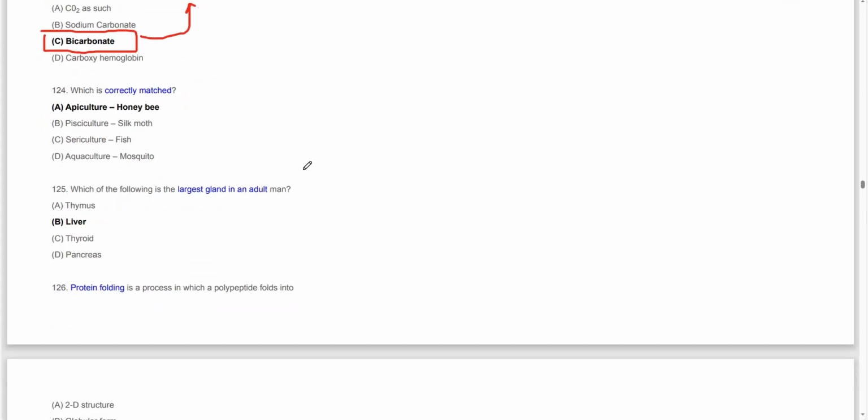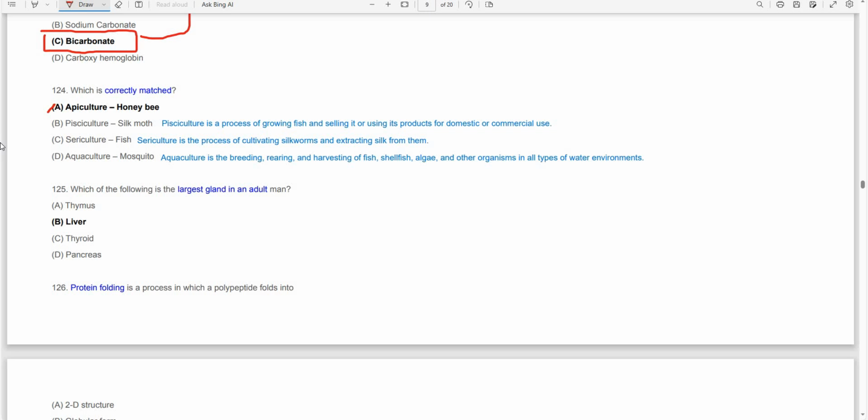Moving on to the next question. What is correctly matched? This one is correctly matched. Apiculture is related to honeybee. Now let's take a look at all the remaining options as well. So apiculture is honeybee culture.